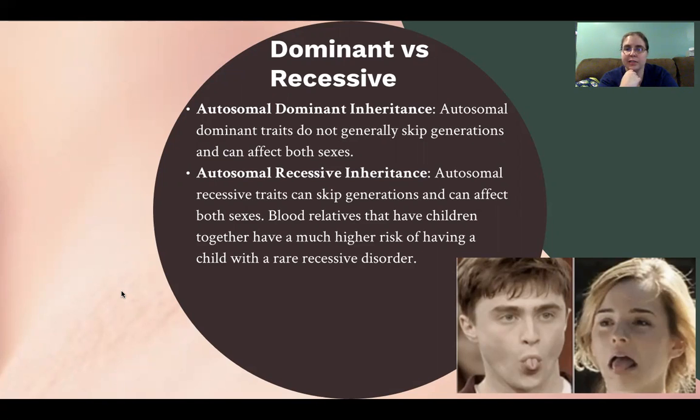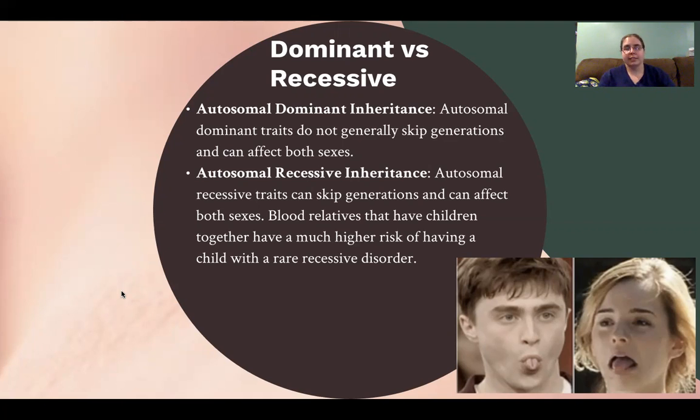In autosomal recessive inheritance, these can skip generations. And the reason for that is because if you are heterozygous, you have one dominant allele and one recessive allele, the dominant allele will be shown. The recessive allele is going to be hidden, but you can still pass it on to your children.